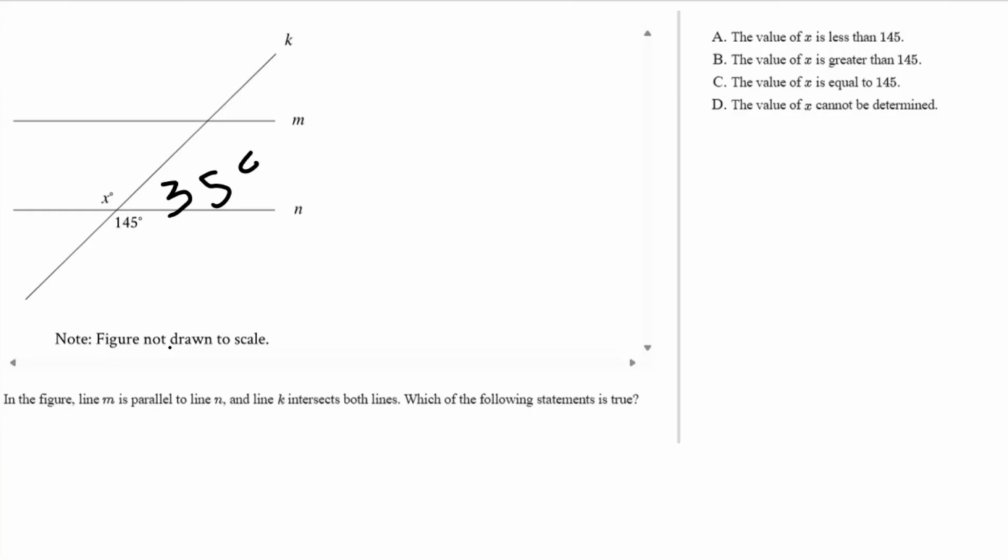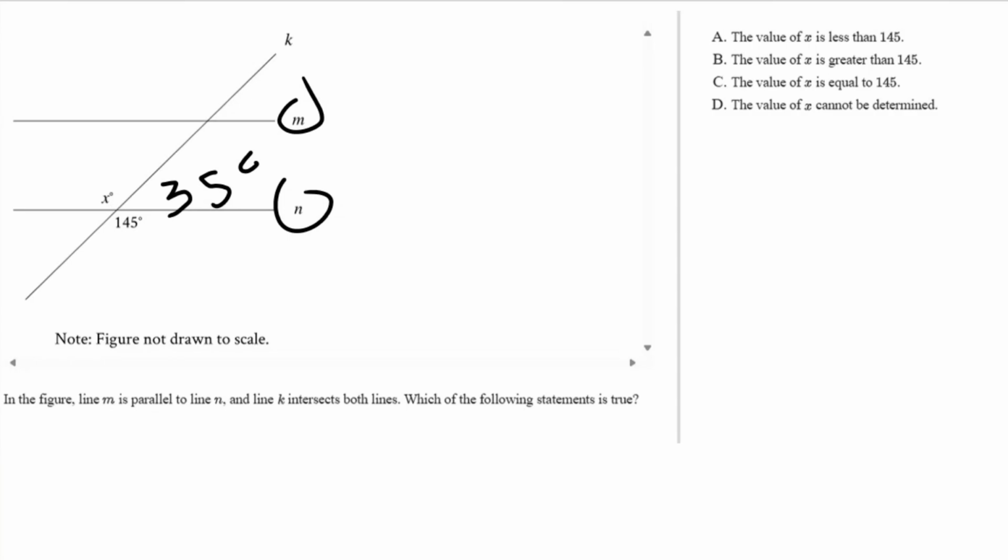So anyway, let's go ahead and read the problem and the answers and make sure that we know how to solve. In the figure, line M is parallel to N, which basically means line M and N never intersect. And K intersects both lines. Which of the following statements is true? The value of x is less than 145.